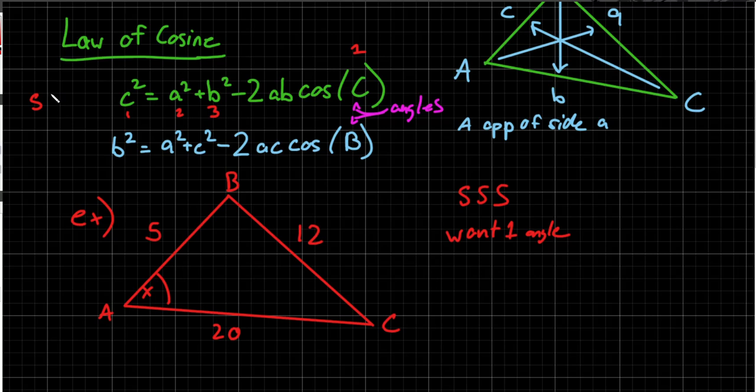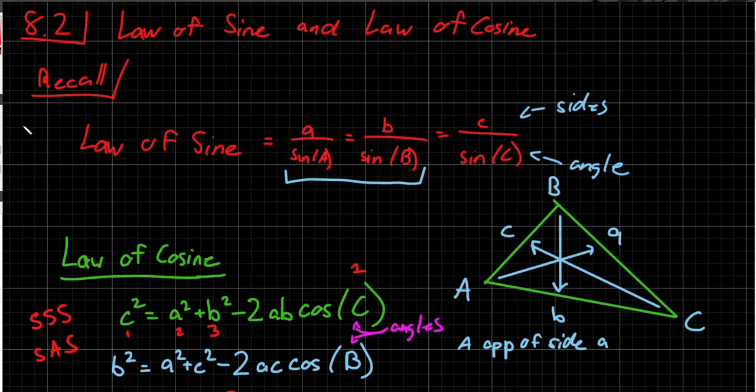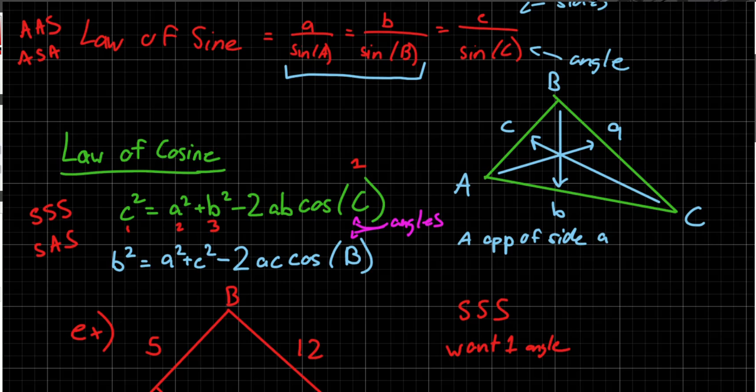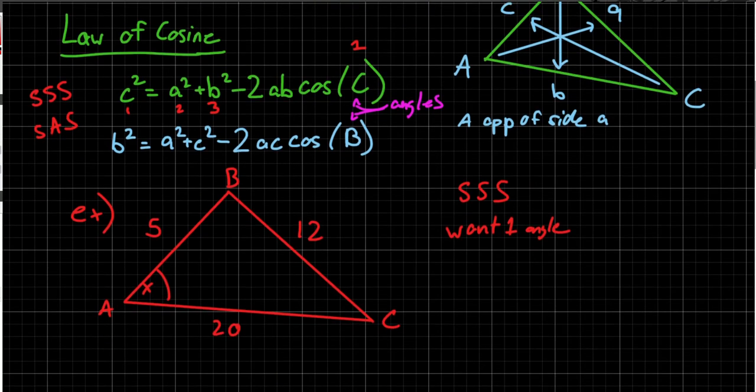Law of cosines is for side, side, side, or side, angle, side. We would use law of cosines when we have more sides than angles. Angle, side, angle, as such. So use law of cosines and find x.